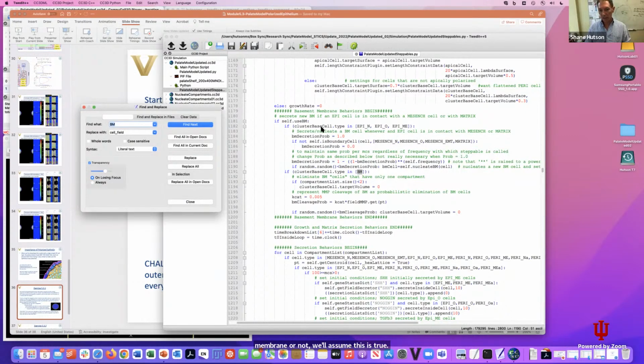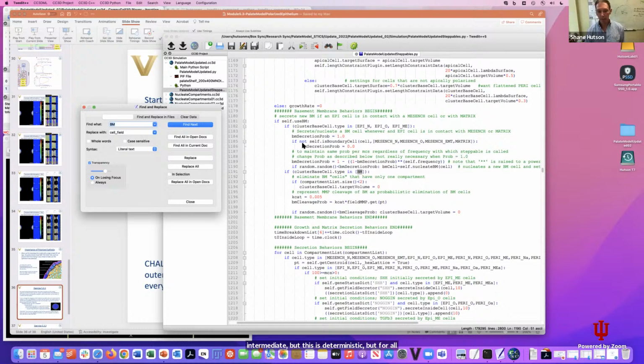It's looking at the cluster base cell and asking what type it is. There's a loop over all the clusters that this is within. If the base cell in the cluster is one of our epithelial cell types, we have a list of epithelial cell types here, so the type is in that list, then the basement membrane secretion probability is 1. This is a very simple one. We have other cases where the probabilities are more intermediate, but this is deterministic for all intents and purposes.